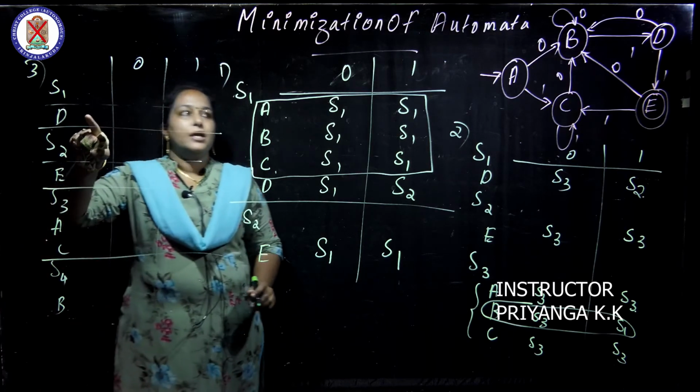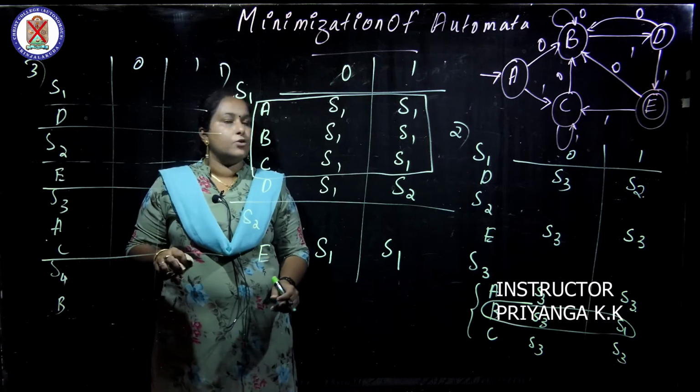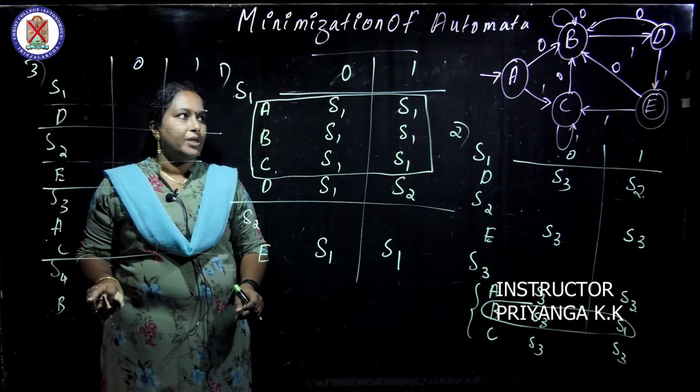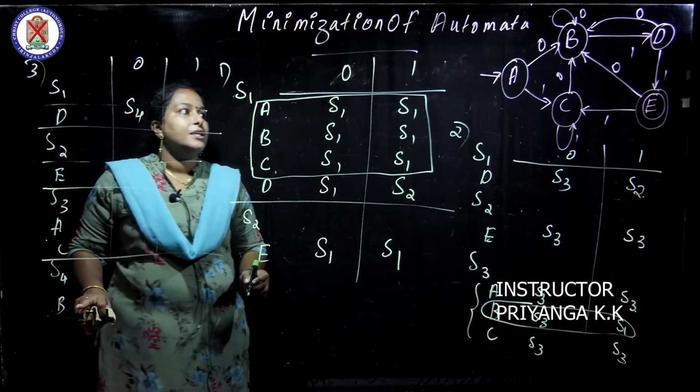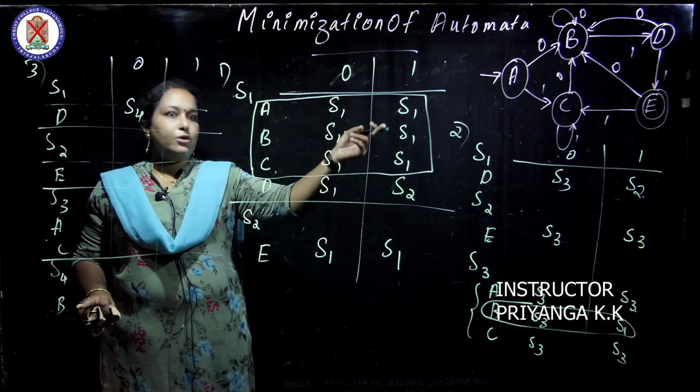So look at here, D on 0 goes to what? B. Okay, D on 0 goes to B. B is in set S4. Next one, D on 1 goes to E. E is in set S2.